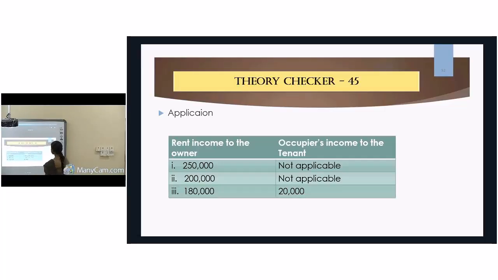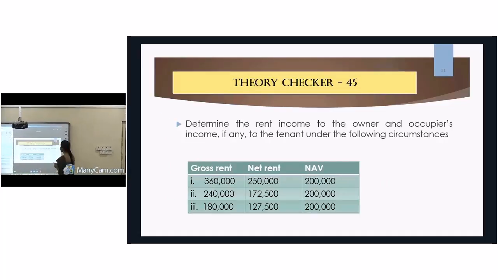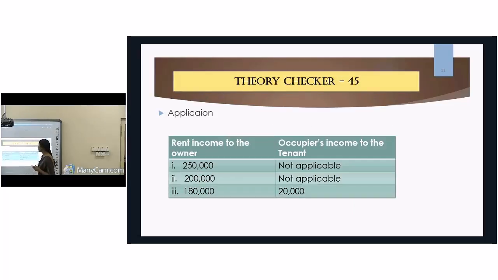In the first case, net rent 200, basically you have to compare the net rent with the NAV. Okay, now net rent is 250,000, NAV is 200,000, so that's no issue, net rent is greater than the NAV, so that net rent would be the owner's income. Net rent, that is the rent income, would be 250,000. In this case, no occupier's income is there.